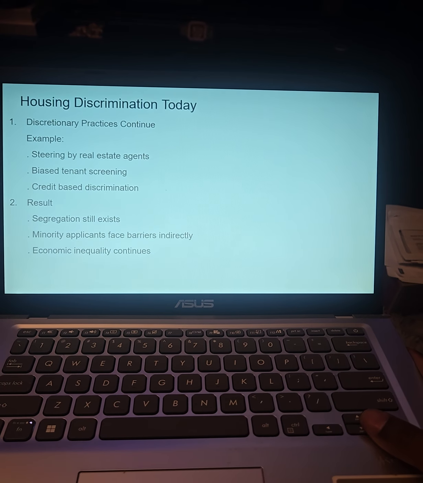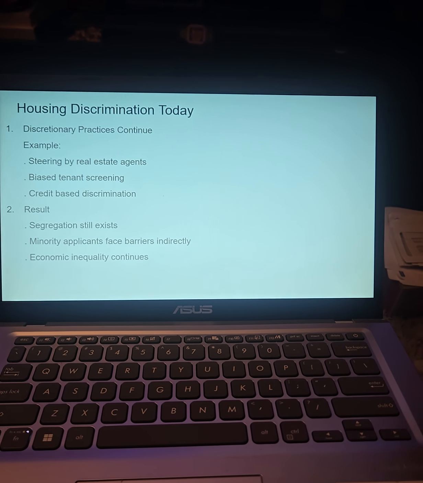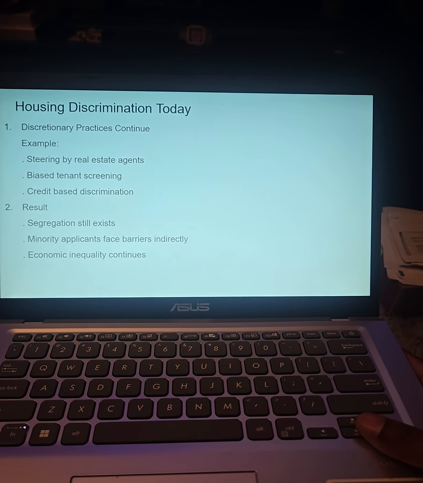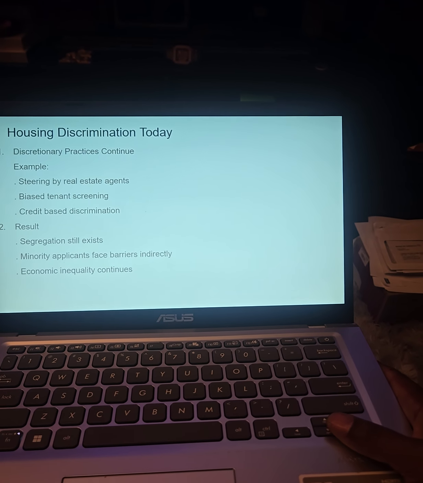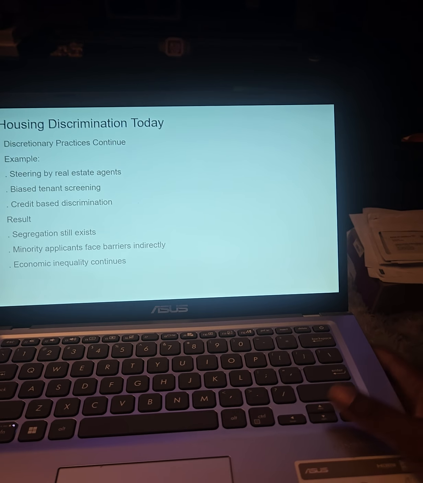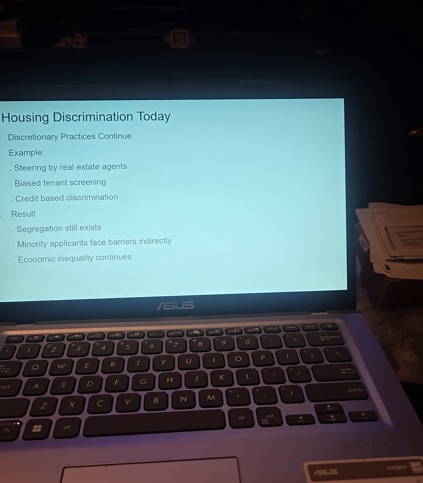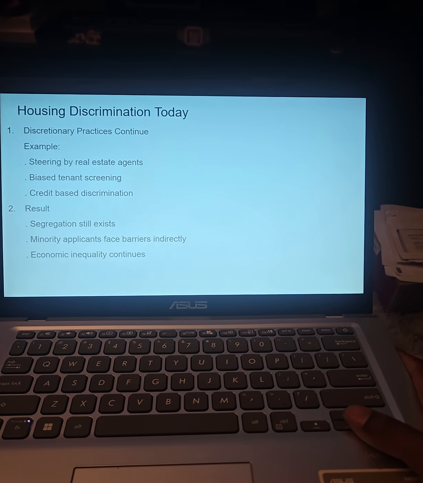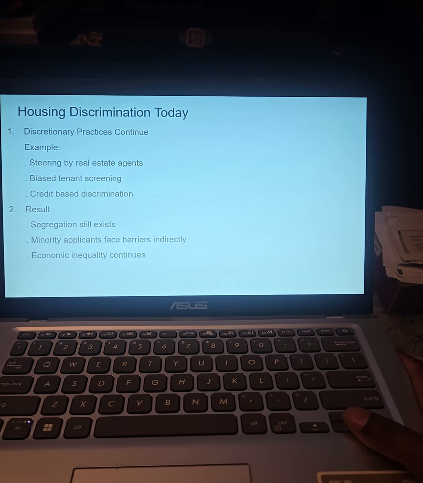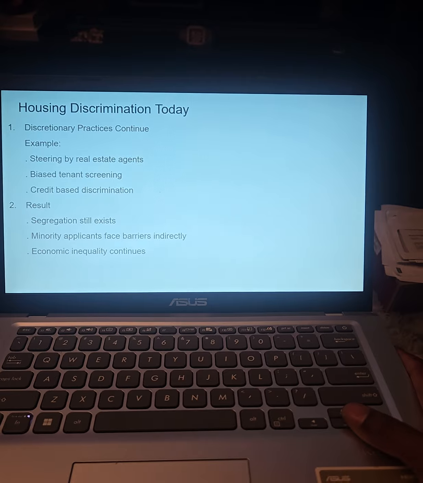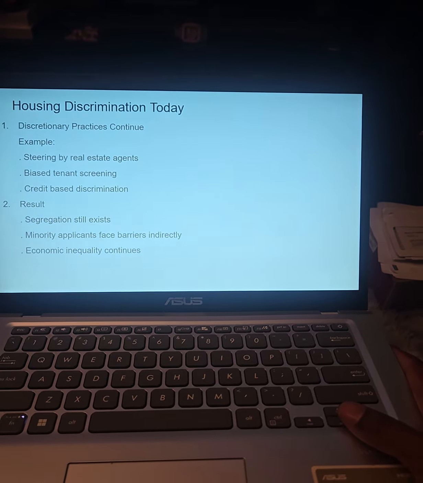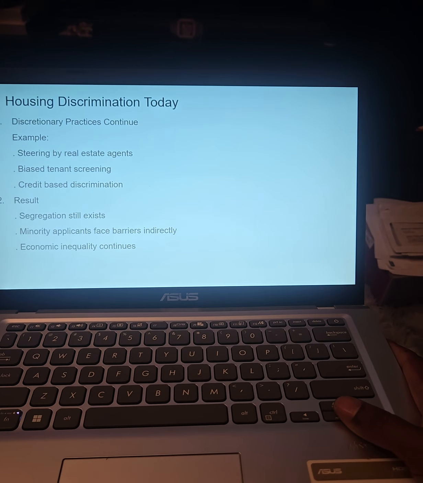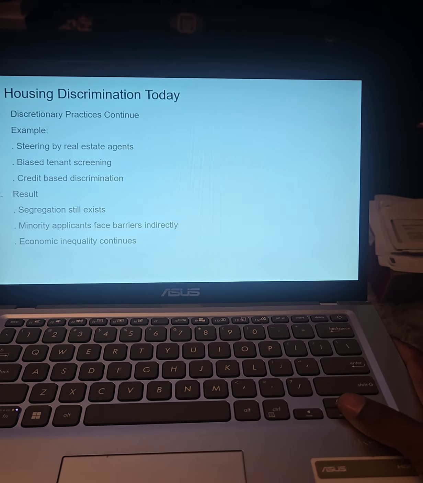Today we still have discretionary practices going on in the United States by real estate agents, meaning that real estate agents and real estate companies are still trying to push a hard line on putting African Americans in predominantly lower income areas. Biased tenant screening, basically background checks they use. If you have certain felonies or misdemeanors, you don't meet the qualifications. Credit criteria, you don't meet the qualifications as well. Income qualifications, 2.5 times the rent, those type of things.